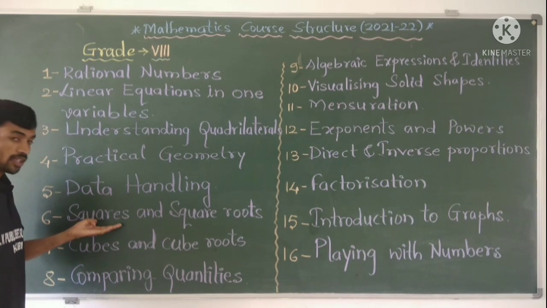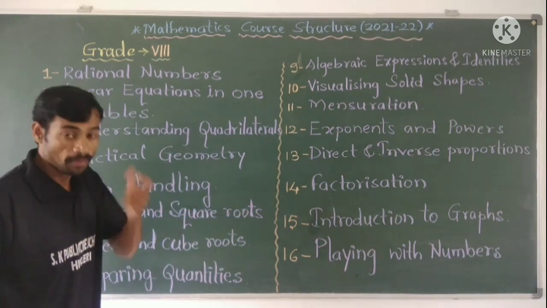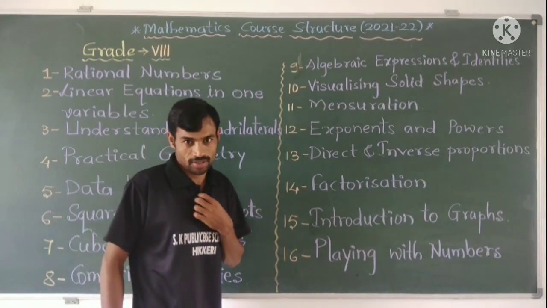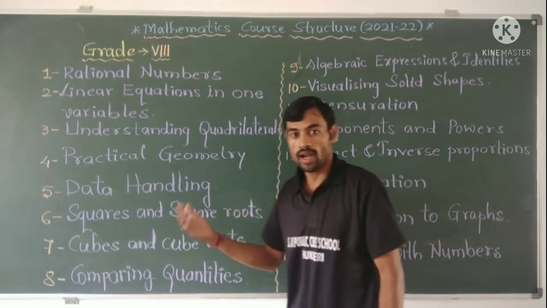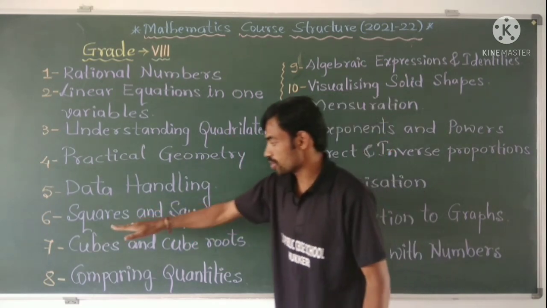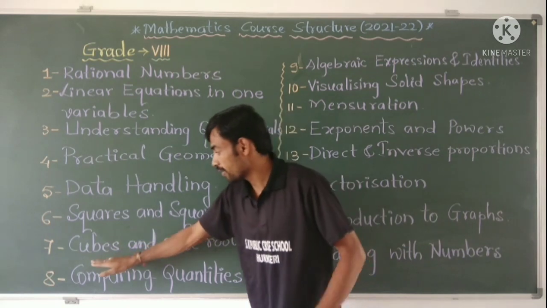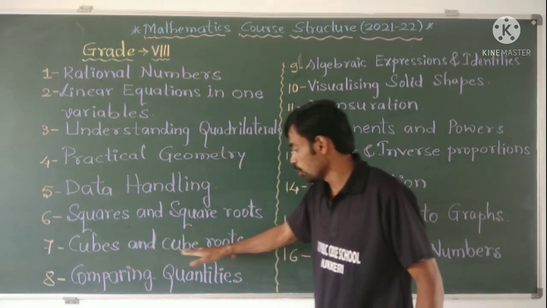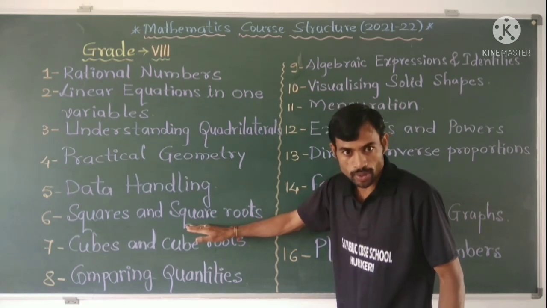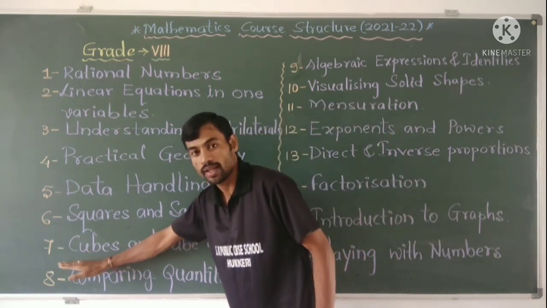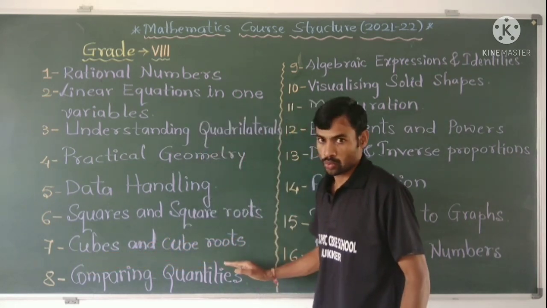The next topic is the 6th one, squares and square roots. There are some special numbers which are called squares, and their square roots. Squares and square roots is one of the most important topics. And the next, 7th one, is cubes and cube roots. As we have seen squares and square roots, in the same way we have to study another type of numbers, that is cubes and cube roots.